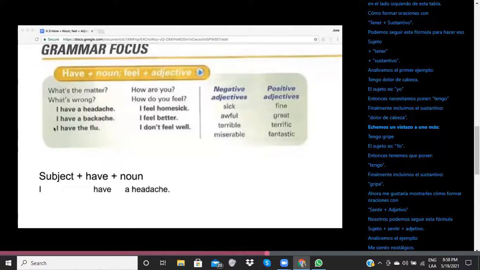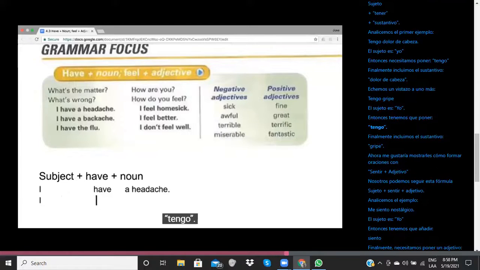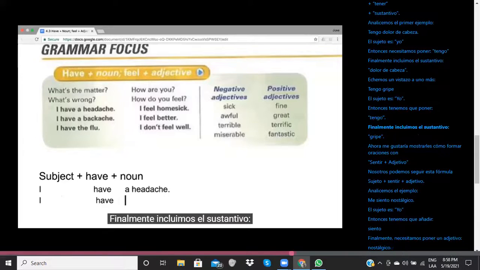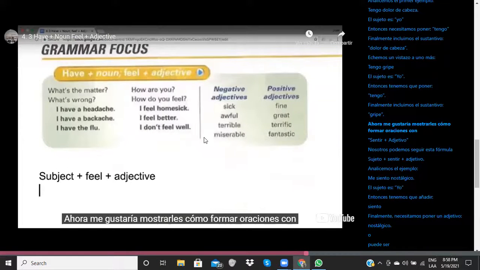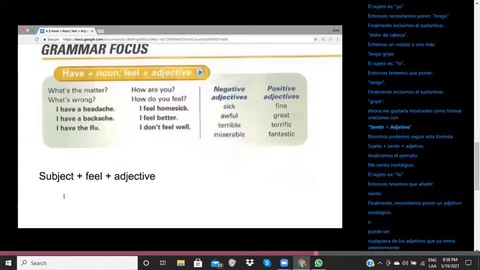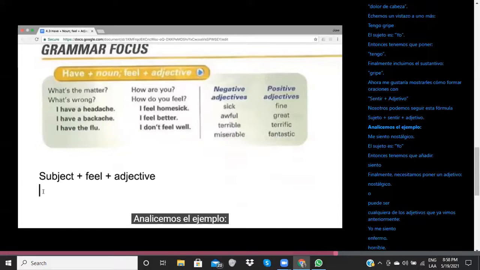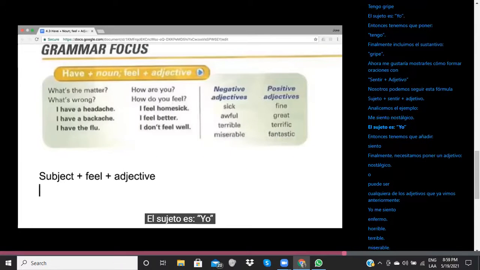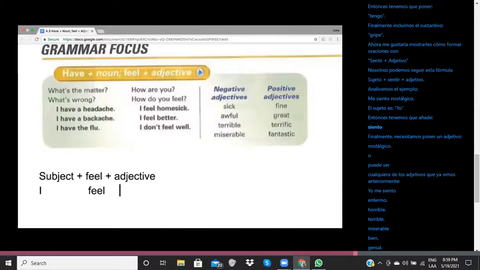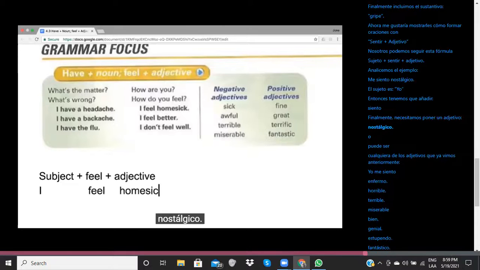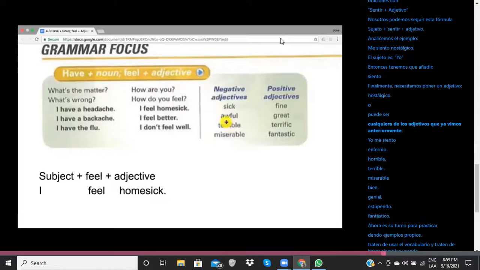Let's take a look at one more example. I have the flu. The subject is I. Then we need to put have. Finally, we include the noun, the flu. Now, I would like to show you how to form statements with feel plus adjective. We can follow this formula: subject plus feel plus adjective. Let's analyze the example, I feel homesick. The subject is I, then we need to add feel. Finally, we need to put an adjective, homesick, or it can be any of these adjectives towards the right.